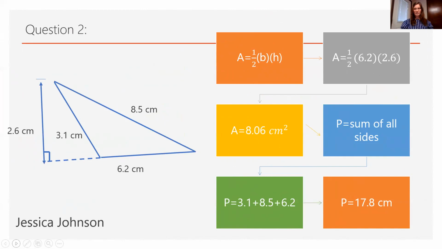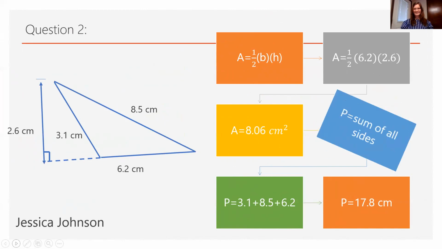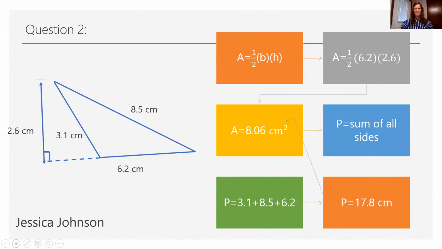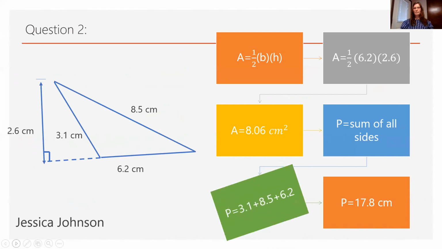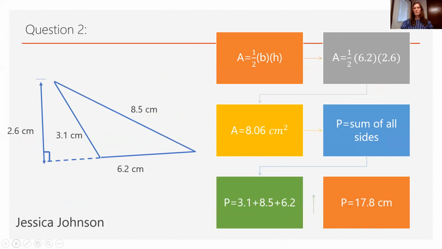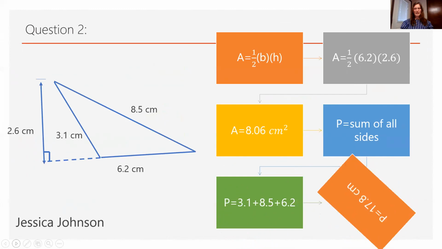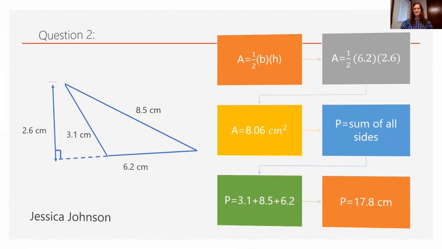To figure the perimeter, sum all the sides together. Perimeter equals 3.1 plus 8.5 plus 6.2. And our perimeter has a sum total of 17.8 centimeters.